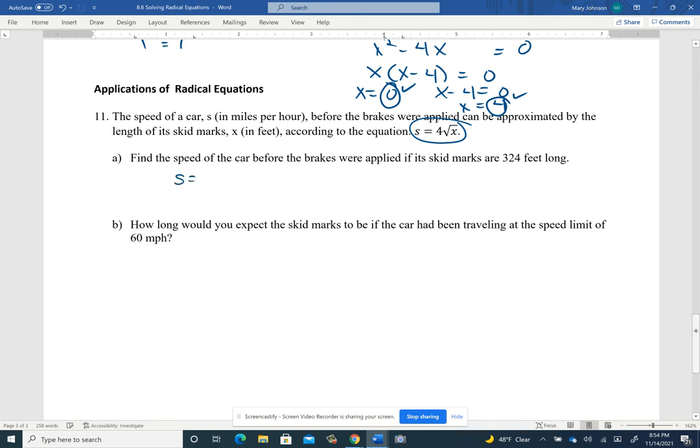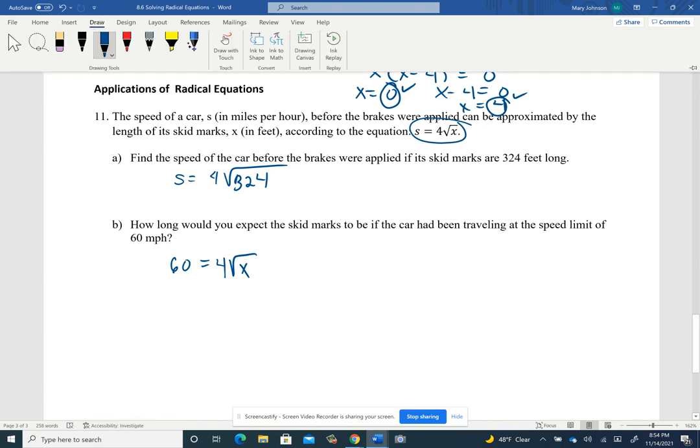So we won't finish this one. We'll just set it up. So that means you'd put the 324 in for X and just work that out. But on B, I'm asking how long would you expect the skid marks to be if the car had been traveling at the speed limit of 60 miles per hour. So this time the 60 goes in for S. And our job is to find the X, which is under a radical. So let's finish that part of it.